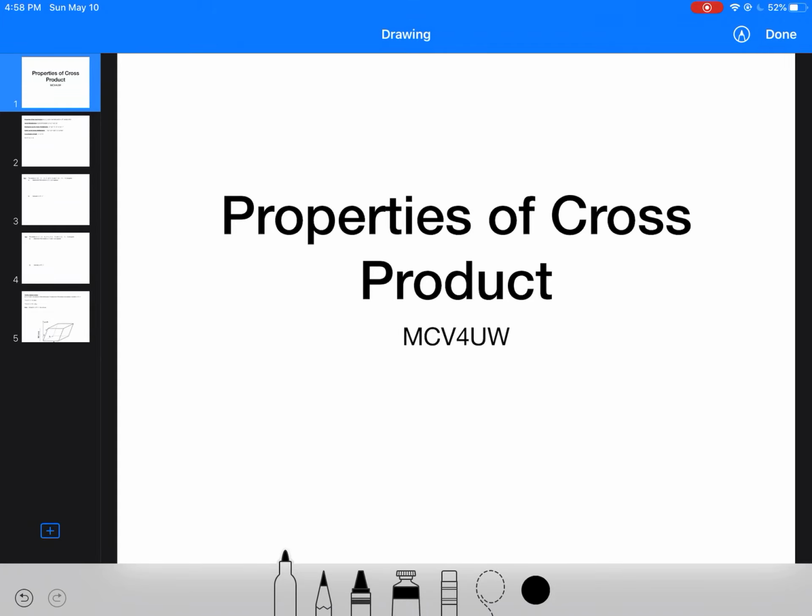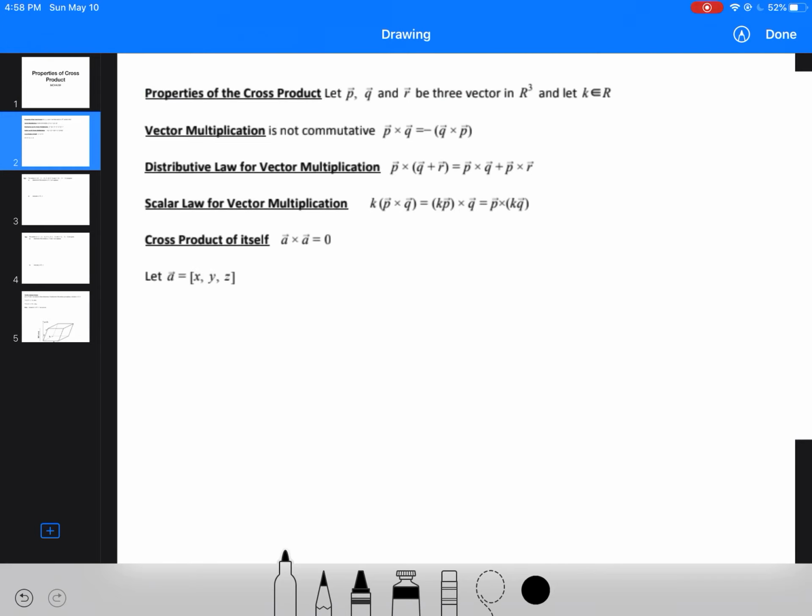In this video, we're going to go over some of the properties of the cross product. So if you have three vectors, p, q, and r, and k as a scalar multiple, we have the property that vector multiplication is not commutative. We have the distributive law if you have p cross q plus r, that's illustrated here. And then we have the scalar law for vector multiplication. Note that they are different.